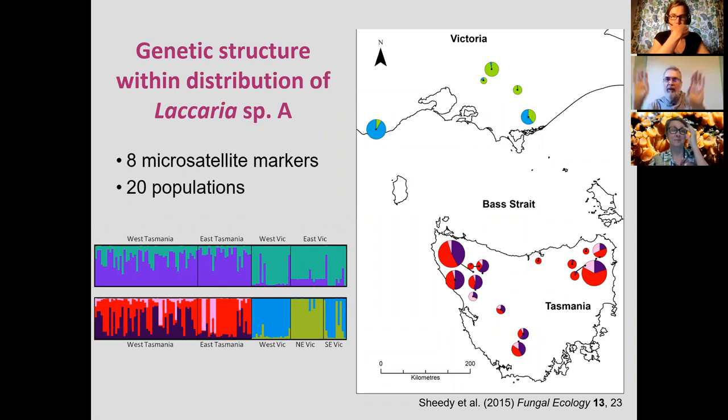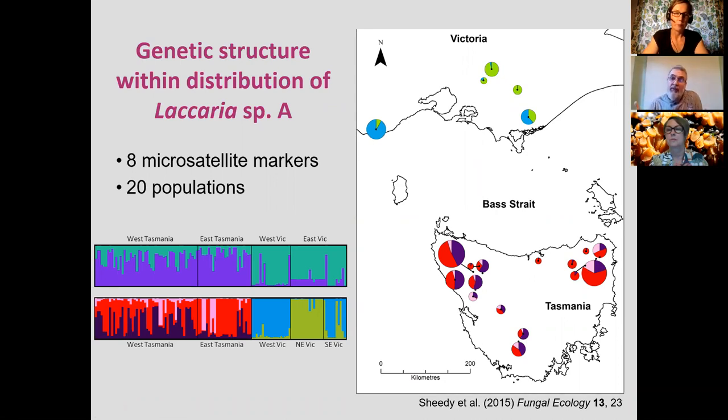and separating over time? Elizabeth looked at the population genetics using microsatellite markers, and she found that there were distinct signatures within the species that showed there was a separation of the Victorian populations from the Tasmanian ones, but there was still enough migration. You only need a spore or two every generation blowing across Bass Strait to hold the species together so it doesn't speciate off into two distinct species. So there was both some local structure, but also enough migration.